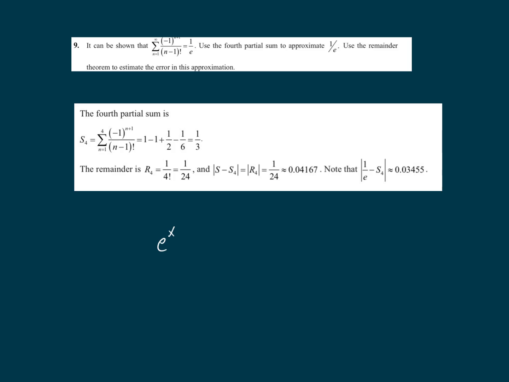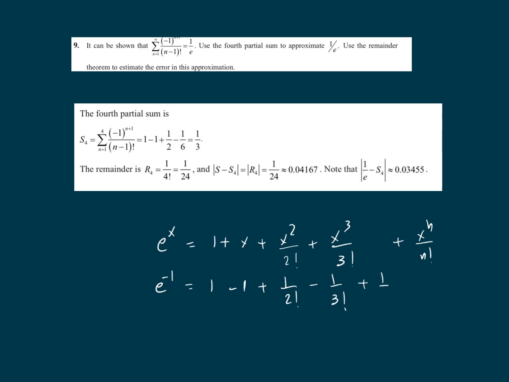It says e to the x is 1 plus x plus x squared divided by 2 factorial plus x cubed divided by 3 factorial plus up to x to the n divided by n factorial. So e to the minus 1 is 1 minus 1 plus 1 divided by 2 factorial minus 1 divided by 3 factorial plus 1 divided by 4 factorial, etc. It's an alternating series. So e to the minus 1, which is 1 divided by e, is this series.